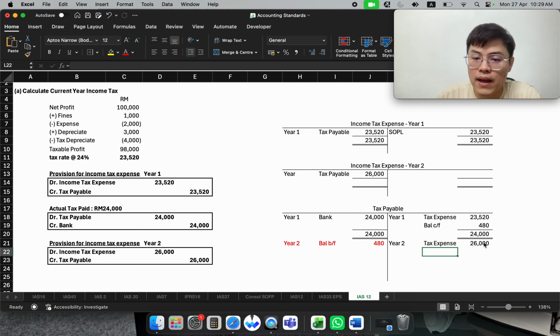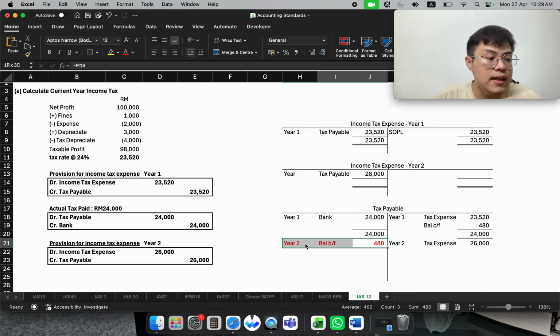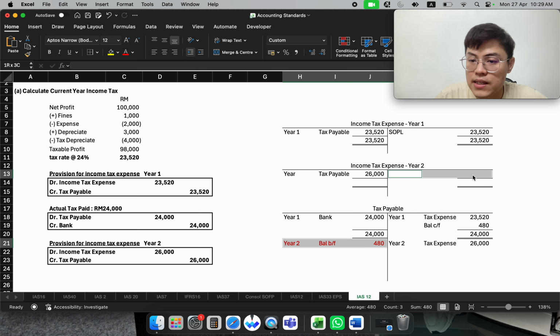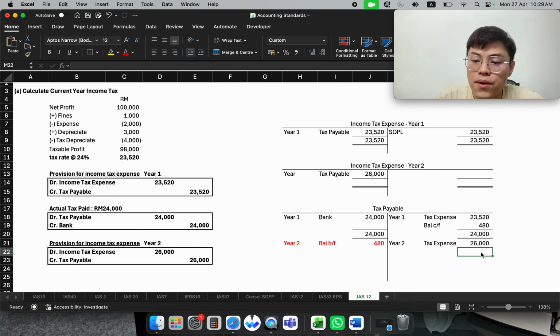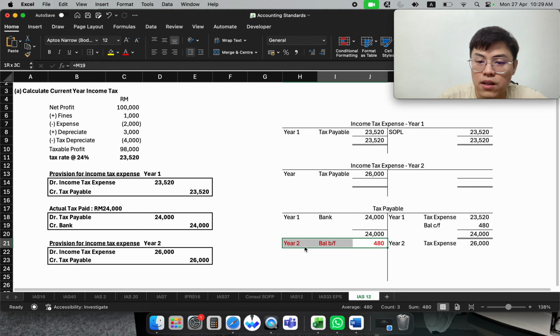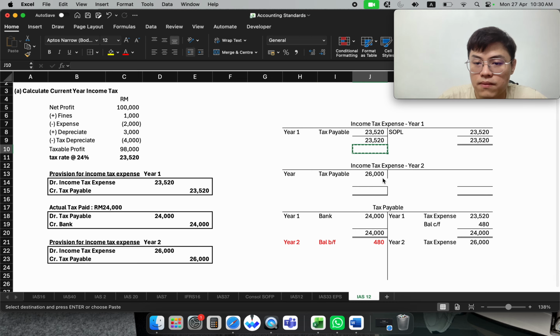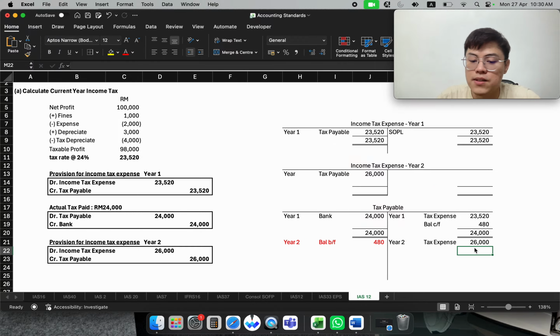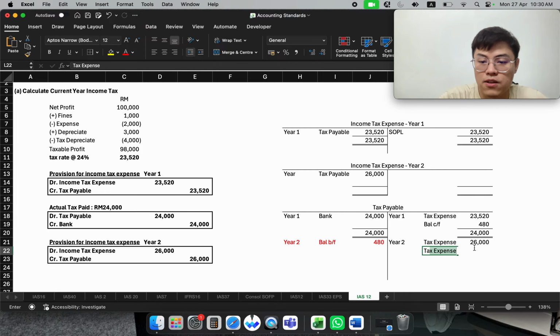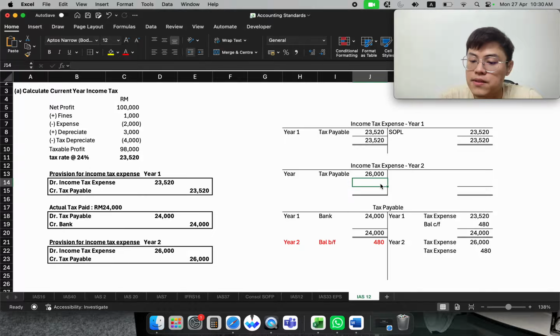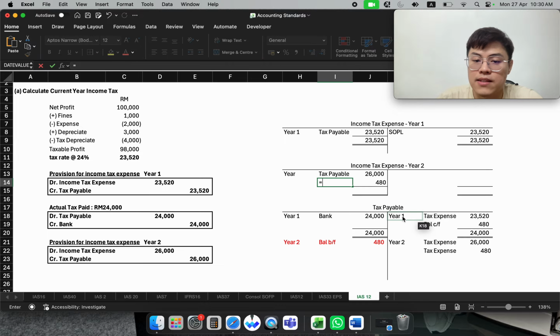And the issue arising here, from last year, is that the expenses were under-provided, so you will need to clear it in this year's account. So we will adjust it to here. As you can see, this 480, I'm going to transfer it to the income tax expense account. So I credit 480 here, transferred to tax expense, and 480 I will transfer from the tax payable account.